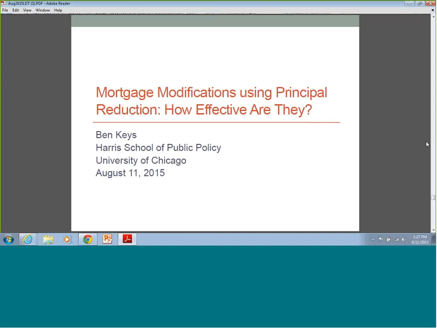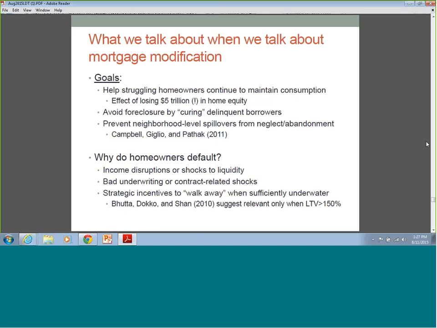I think when we're talking about principal reduction and mortgage modification more generally, I want to take a step back and think a little bit more about the broader goals here. At the end of the day, the main goal is to really help struggling homeowners continue to maintain their homes, right? That may be through avoiding foreclosure and keeping those people in those same homes, but there may be other ways in which we could help folks as well.